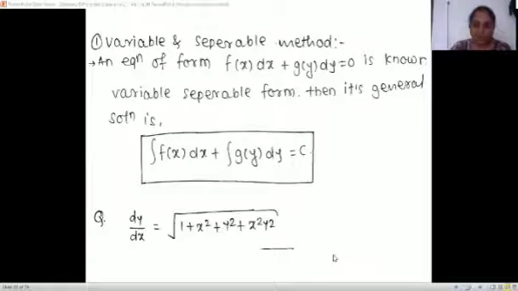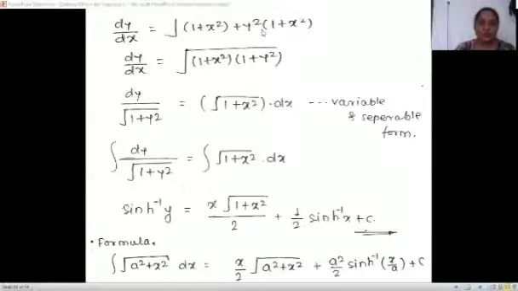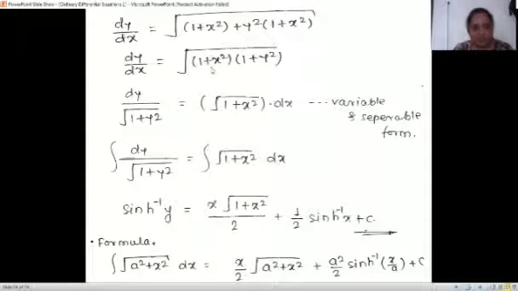Okay, then we'll get y square, by taking y square common, we'll get 1 plus x square into 1 plus y square. So this square root we can write separately. It is square root 1 plus x square into square root 1 plus y square. So dy upon root 1 plus y square is, here it is root 1 plus x square and dx. So now variables are separated.